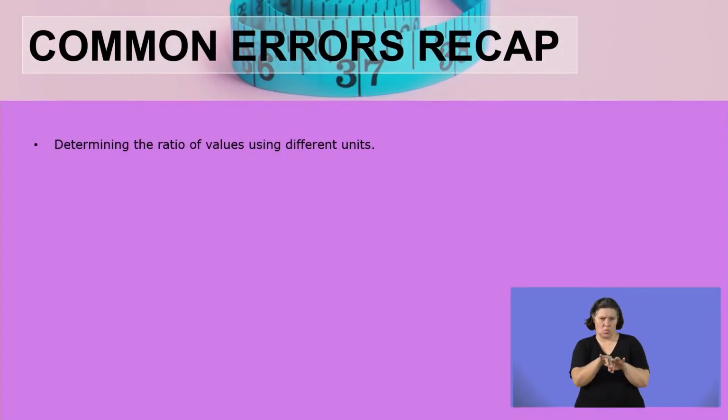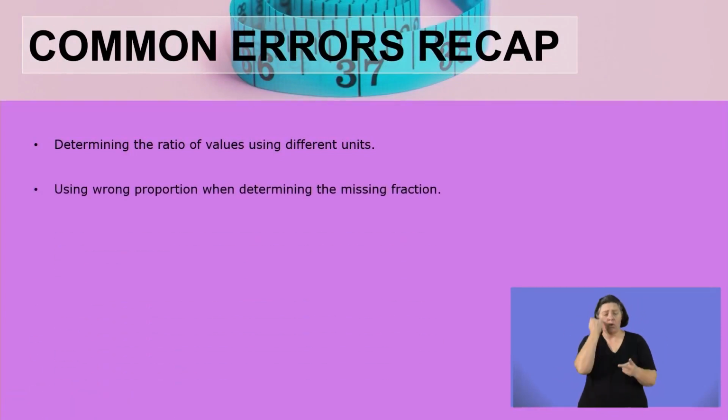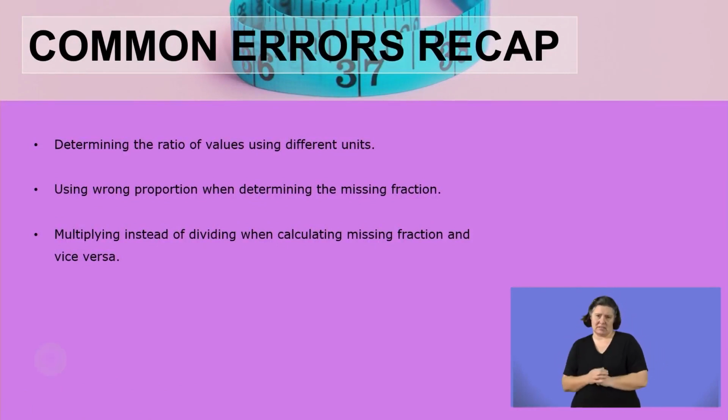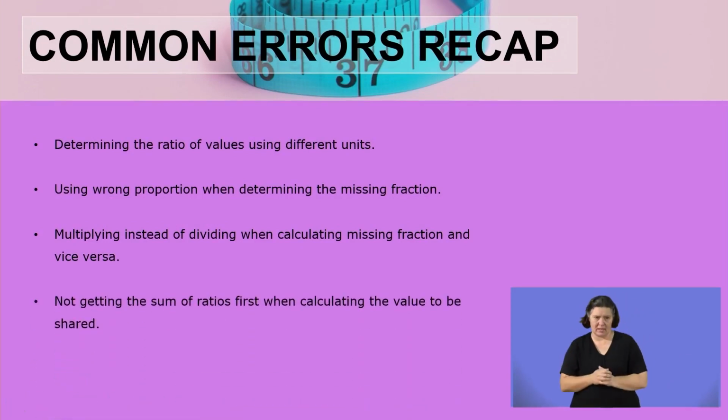The common errors that you are making is that you determine the values while using different units. Remember, we say the units should always be the same. You use the wrong proportion when determining the missing fraction. For you to get the right proportion, you always write, if we say x to flour, just write x and then write flour and put the proportions underneath so that you can use the correct proportion. And again, multiplying instead of dividing when calculating the missing fraction, and vice versa. Just make sure that you know when to multiply and when to divide. And then not getting the sum of ratios first when calculating the value to be shared. Remember, there's no way you can calculate the value to be shared before you can calculate the sum first. You calculate the sum of the values in a ratio, then you identify specifically the ratio that should be used.